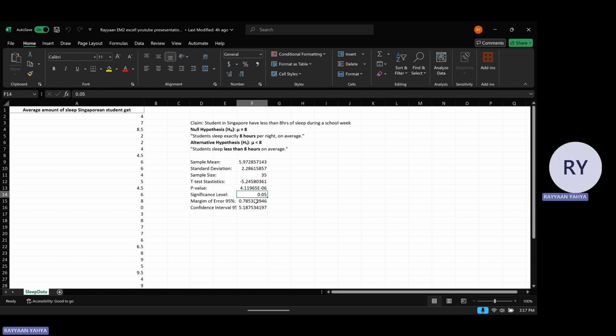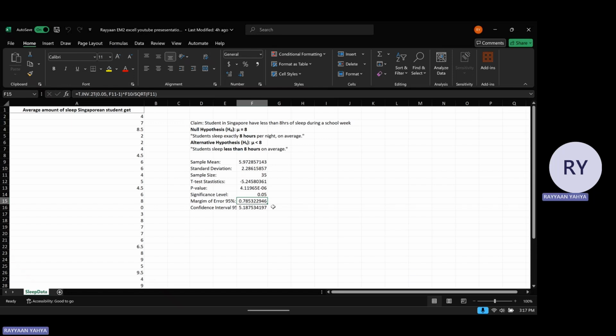So next, to make the results more complete, I also calculated the margin of error and a confidence interval. For the margin of error, I used this formula, and this gave me a margin of about 0.79 hours, which means the true average sleep would be plus or minus 0.79 hours from my sample mean.